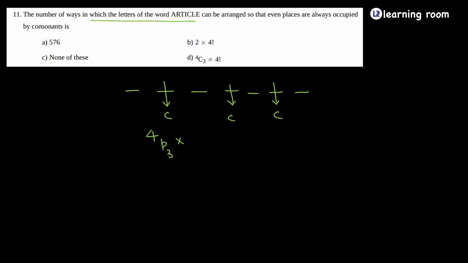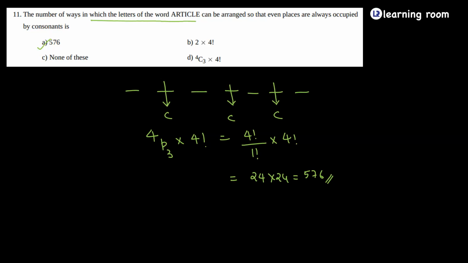So how many letters are left out after this? 4 letters. 1 consonant and 3 vowels are left out. Those 4 letters can be arranged in these 4 blank spaces in 4 factorial ways. So it is not 3 factorial, it is 4 factorial. So 4P3 is 4 factorial divided by 1 factorial, into 4 factorial. 4 factorial is 24. So 24 into 24 is basically 576. This will be the answer.